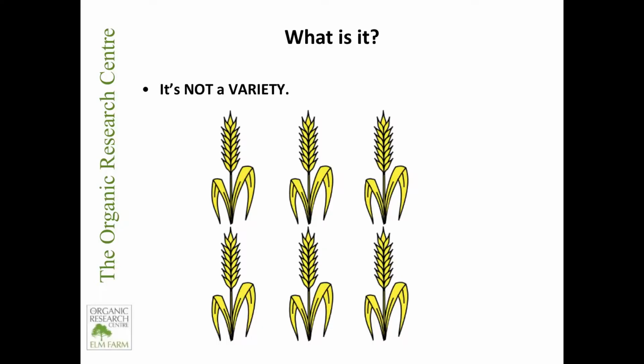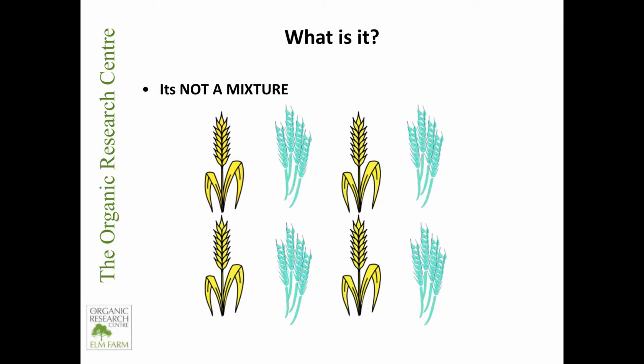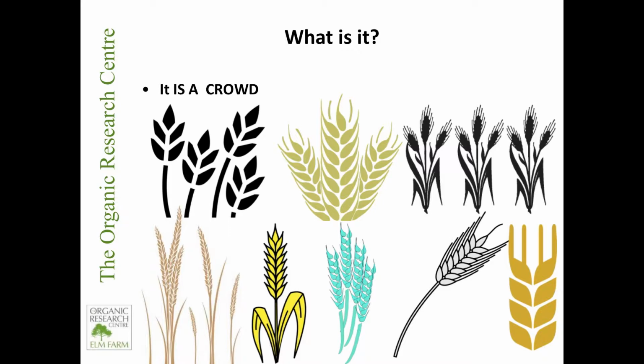So, what we say about a CCP is it's not a variety. It's more than this. So they're not all the same. But also, as Martin's just mentioned, you could do mixtures, but it's not a mixture. But actually, what we're looking at here is a crowd. So if you like, we know you're a population. That's exactly what we're trying to look for in a wheat. So we're looking at individuals within this population.